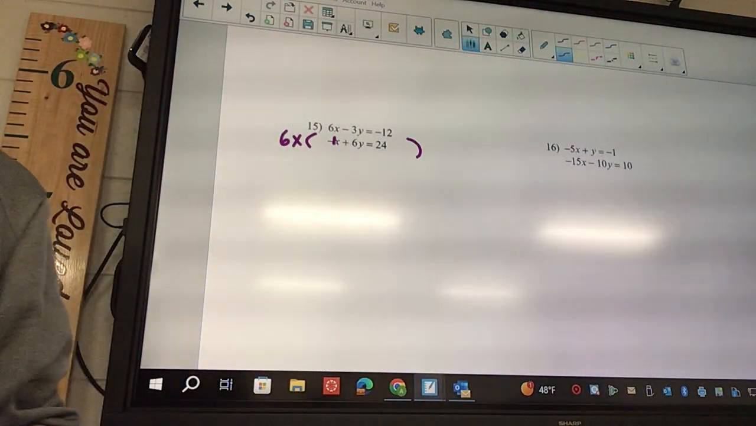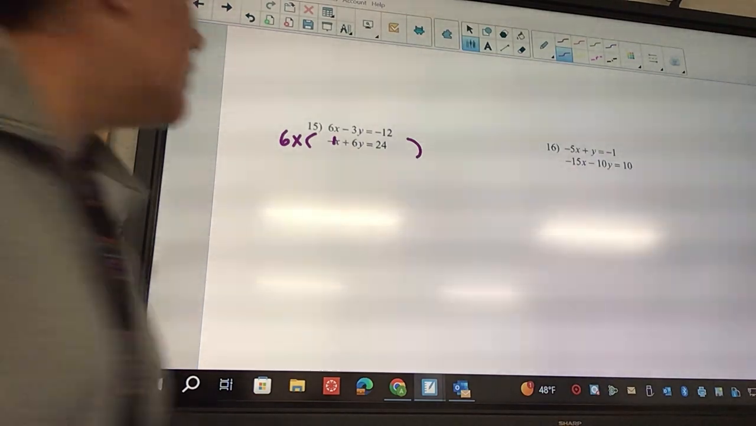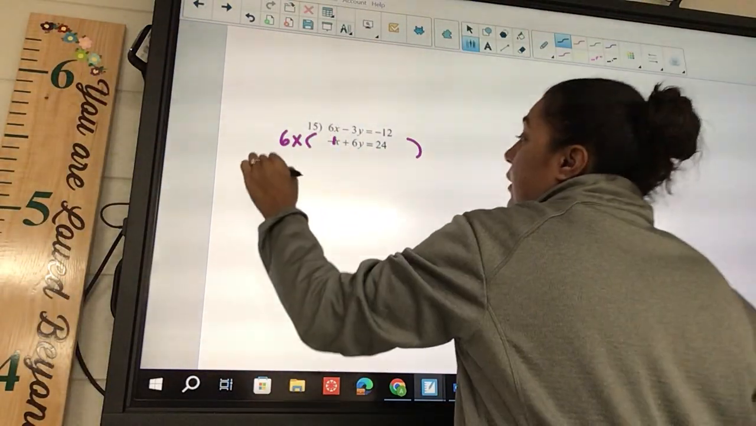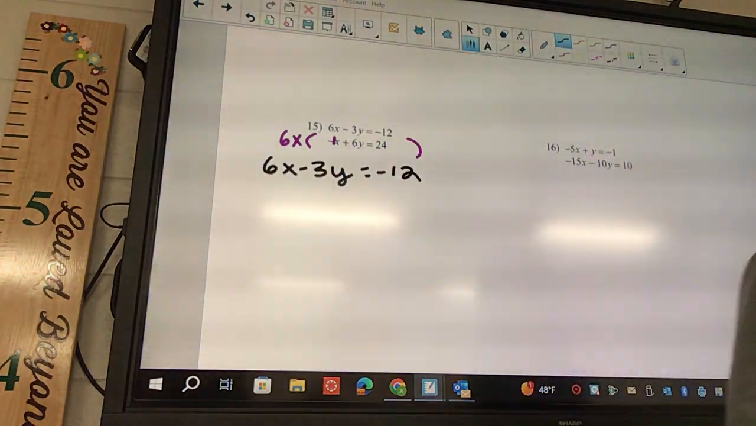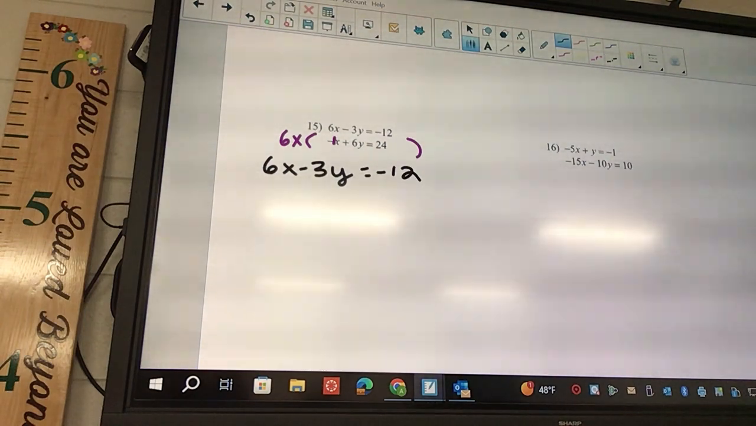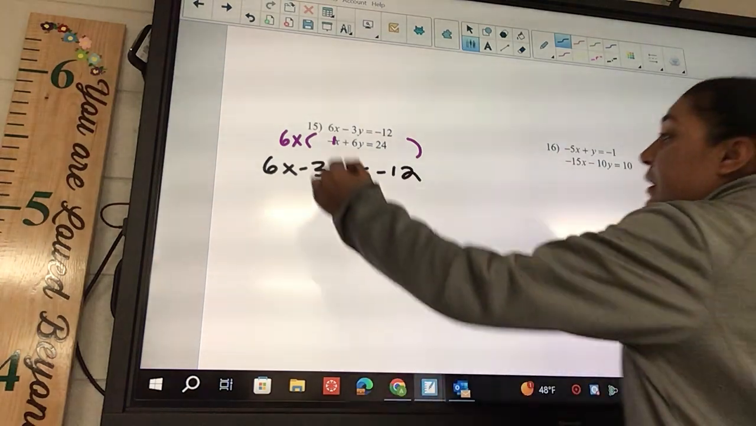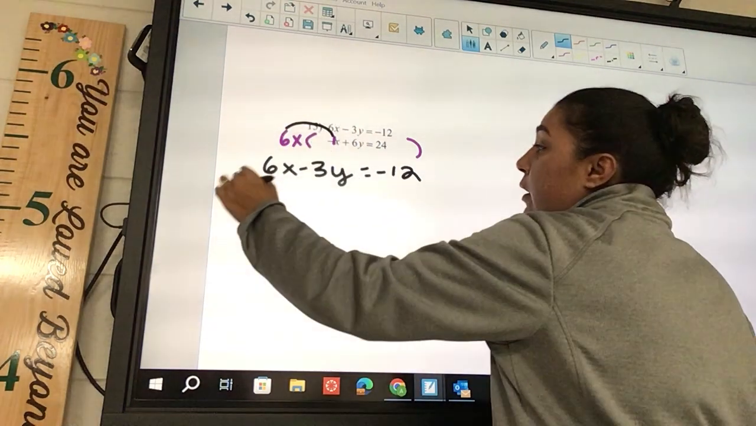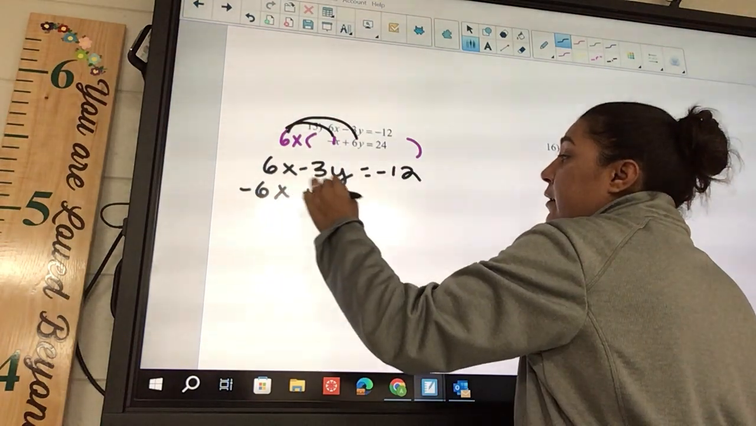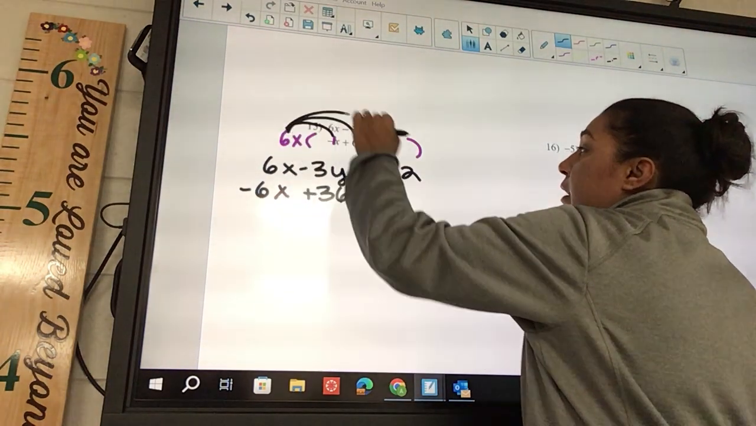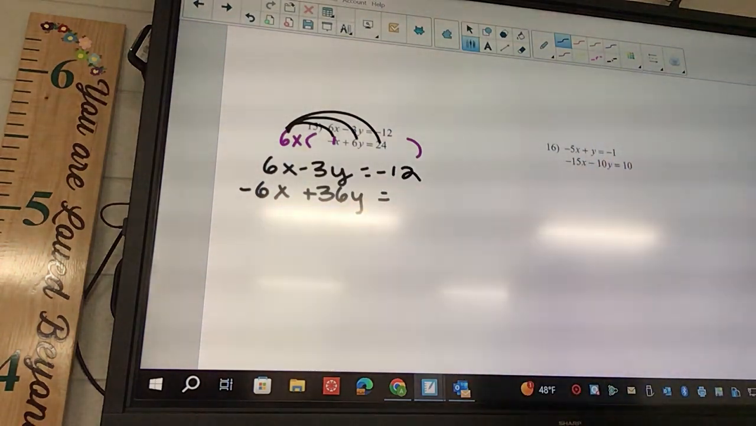Okay, equation 1, is anything changing? No, so we're going to write that down. I got 6x minus 3y equals -12. Equation 2, you're going to multiply every single thing in that parentheses by 6. So 6 times -1 is -6. 6 times 6 is going to be 36. And 6 times 24 is something, I don't know. That's where you come in. 6 times 24.